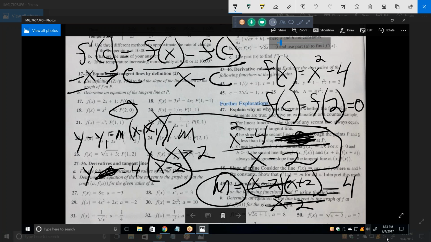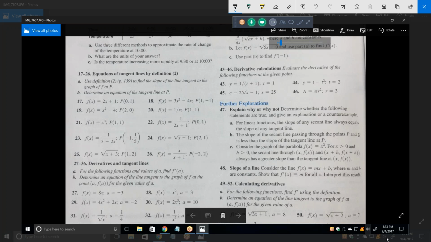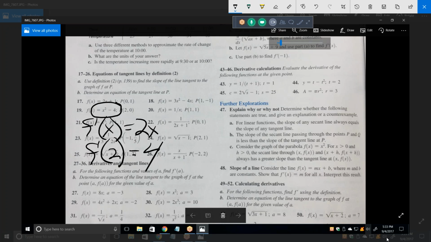Notice again how much easier it would be if I could use the power rule. Use the power rule on that. What's the derivative? Subtract. Okay. And now evaluate: what is the slope when x is 2? 4.